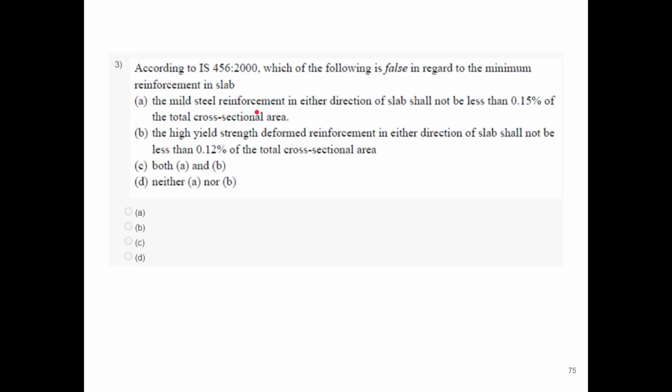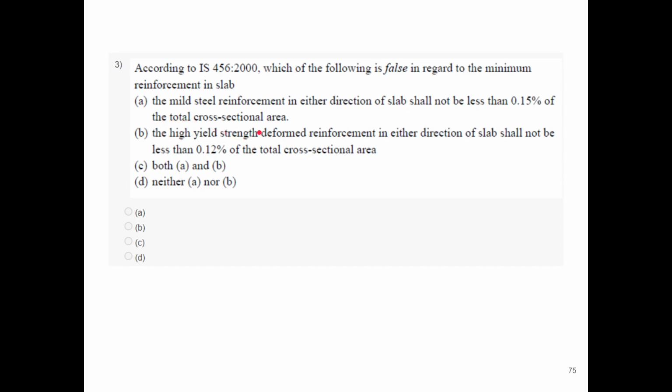Third question: according to IS 456:2000, which of the following is false in regard to the minimum reinforcement in slab? A, the mild steel reinforcement in either direction of slab shall not be less than 0.15% of the total cross-sectional area.